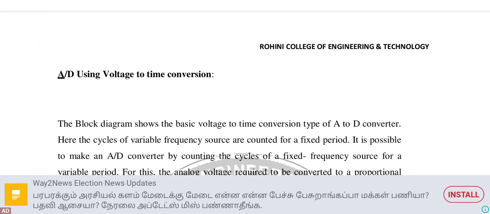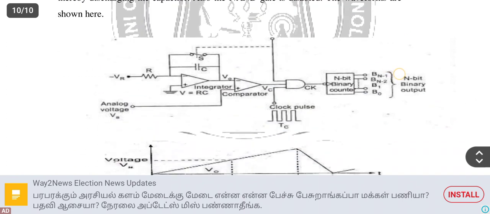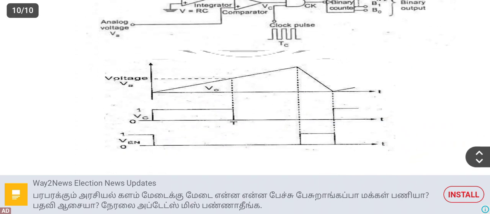Analog to digital converter using voltage to time conversion. The block diagram for the voltage to time conversion is represented in this diagram.